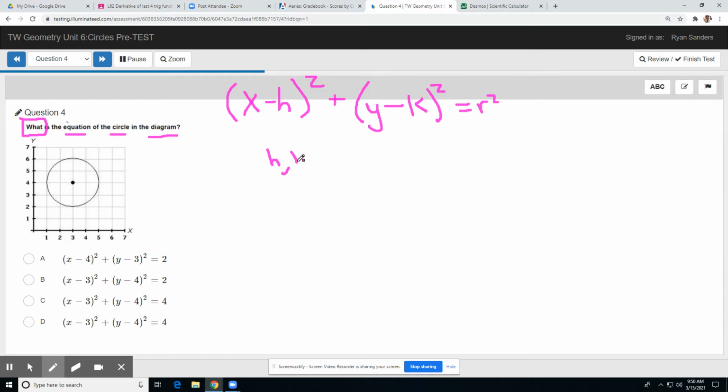Well, H and K is the center. R is the radius. So let's go ahead and see what we have. Our center is right there. The center, we start with the X is 3, comma, and the Y, 4. And I've started putting these little tick marks that just help me identify it a little bit better. I would recommend that. So that's our center.